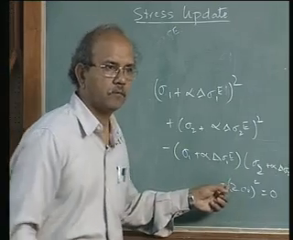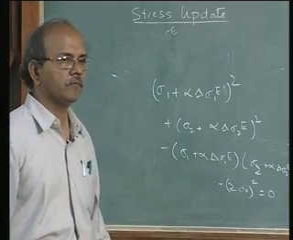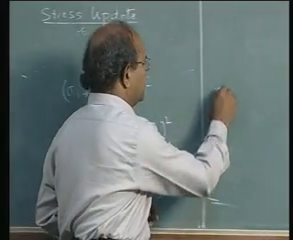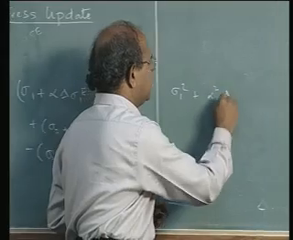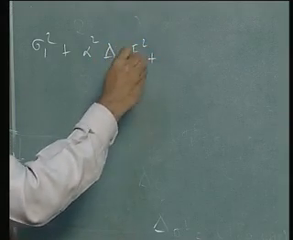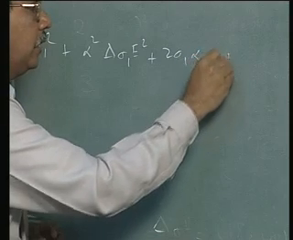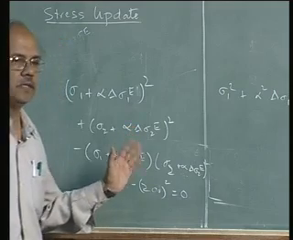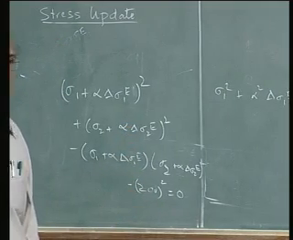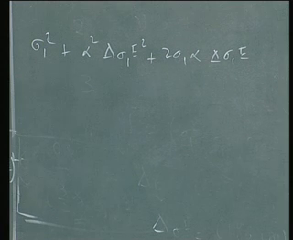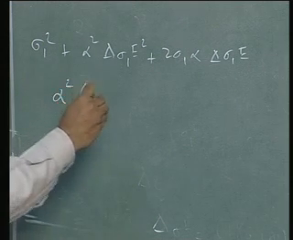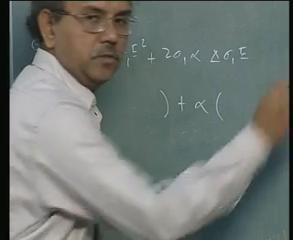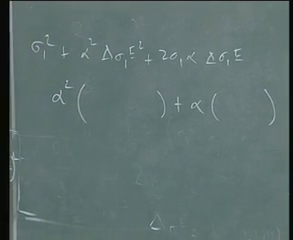Look at this equation. Expand it and write down. Quite simple. Sigma 1 squared plus alpha squared delta sigma 1 e squared plus 2 sigma 1 alpha delta sigma 1 e, first term. Write down the second term as well as the third term and tell me ultimately what you will get. You will get something like this: alpha squared into something plus alpha into something plus a constant is equal to 0. That's what you will get. Okay? Please calculate that.